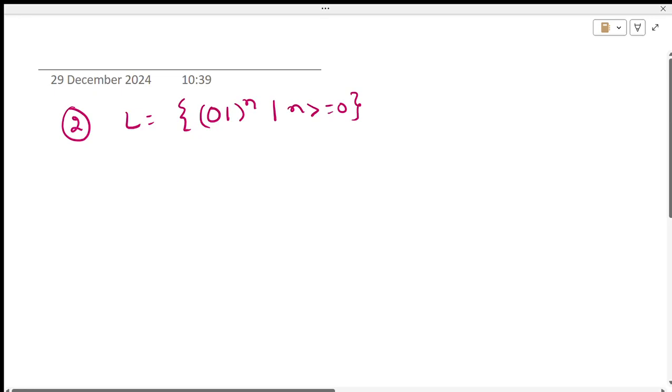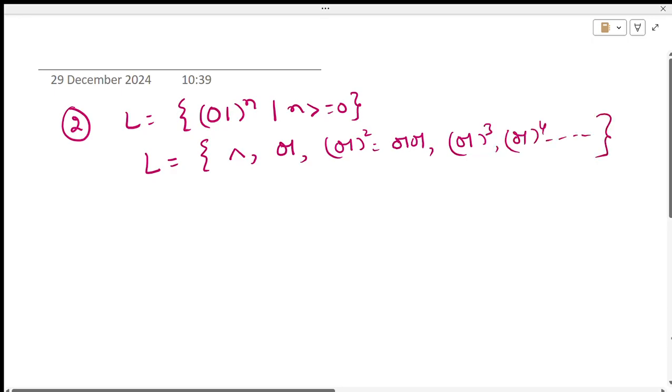Now the next question, that is (01) raised to the power n, for n greater than or equal to 0. Try to understand the language. What type of strings are there in this language? (01) raised to the power n, n greater than or equal to 0, it means null is accepted. The second, (01) raised to the power 1. (01) raised to the power 2, which is equal to 0101. Similarly, (01) raised to the power 3, (01) raised to the power 4, and so on. So the regular expression for such a language, we all know it has to be like this.